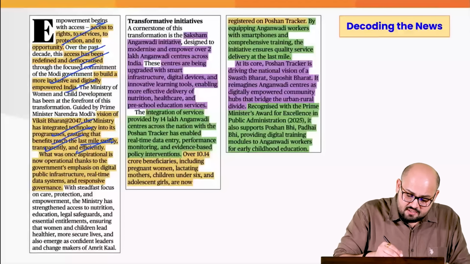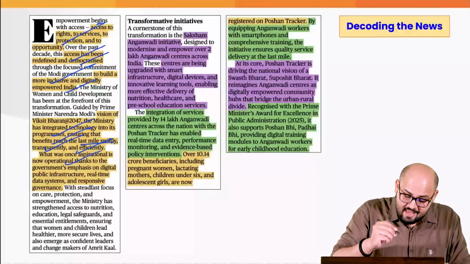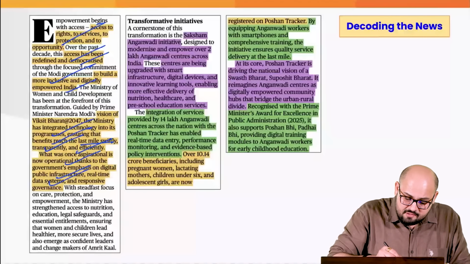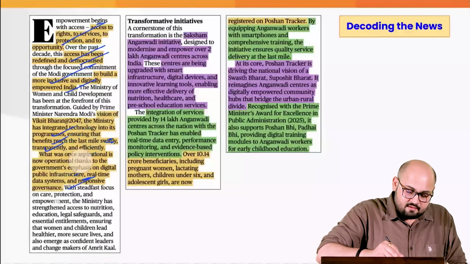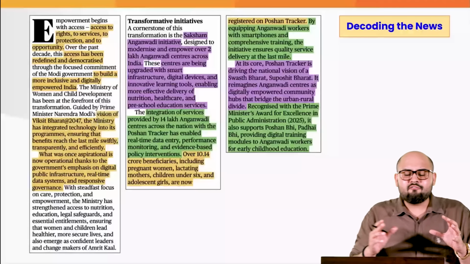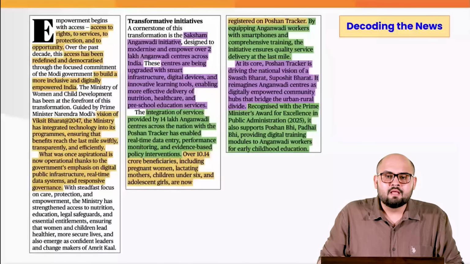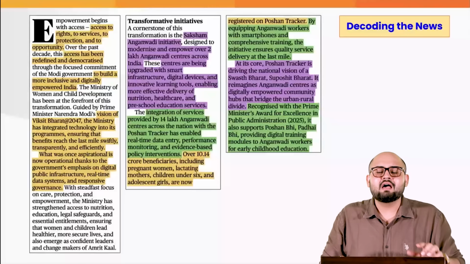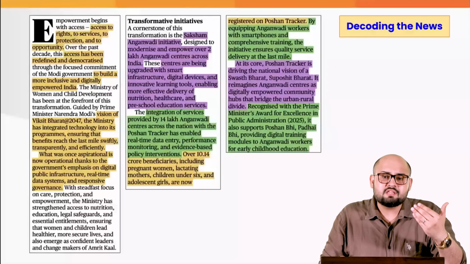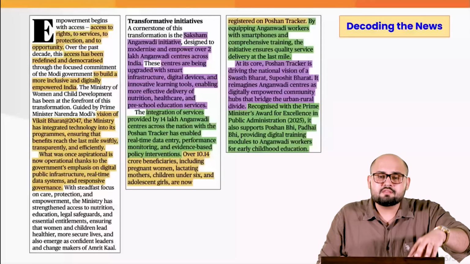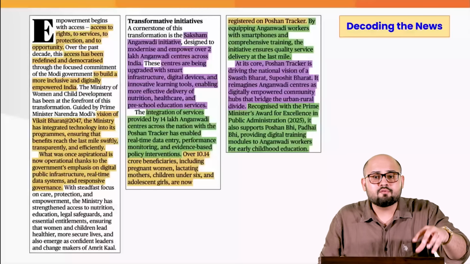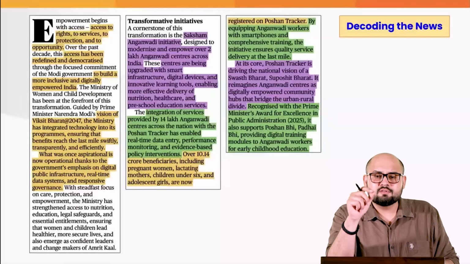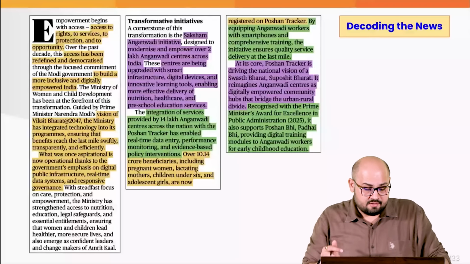What was once aspirational is now operational thanks to the government's emphasis on digital public infrastructure, real-time data systems and responsive governance, right? See, this is also very important. Once you have proper data management systems, once you have proper data with the kind of schemes which the government is having, so the policy making would be more robust, because policy is always based upon the data. If you have robust data sources, the policy is going to be robust, and definitely it would then cater to the objectives of the policy itself.